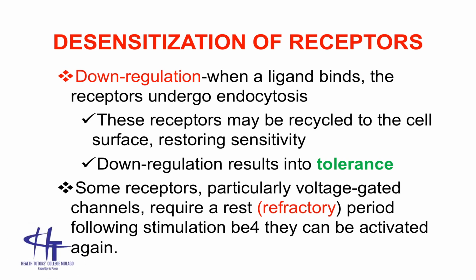And so what do you expect? You will not have the response that you would have if you had more receptors on the cell surface membrane. And so that is what we refer to as downward regulation. This also results in what we refer to as tolerance, if you still remember what we mentioned about tolerance in our very first lectures.